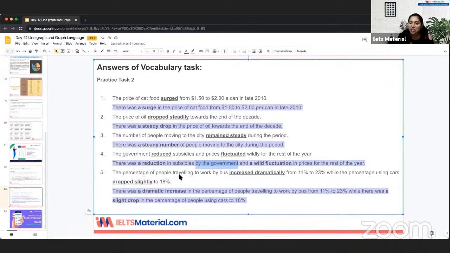Next is: the percentage of people traveling to work by bus increased dramatically from 11% to 23%, while the percentage using cars dropped slightly to 18%. The answer is: there was a dramatic increase, or increased dramatically, in the percentage of people traveling by bus from 11% to 23%, while there was a slight drop, or dropped slightly, in the percentage of people using cars to 18%.